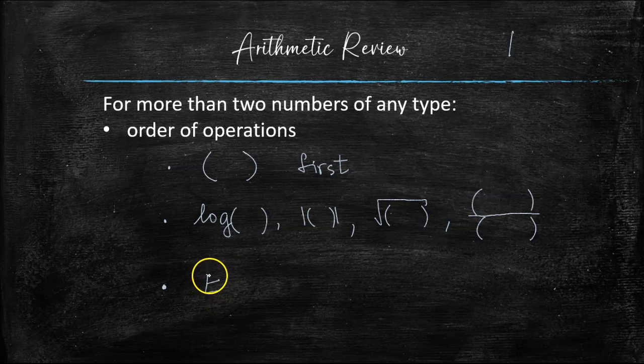E stands for exponents, so exponents have a higher rank in order of operations. Then we have multiplication and division. Even though M goes first, it has the same ranking as division. And then we have addition and subtraction. And again, even though addition comes first, it has the same rank as subtraction. So if you have a bunch of additions and subtractions, you perform them from left to right in the order that they appear, and the same applies to multiplication and division.